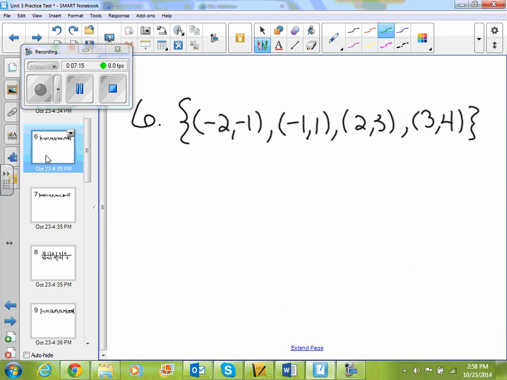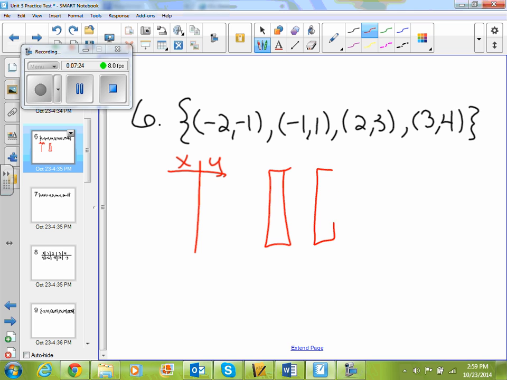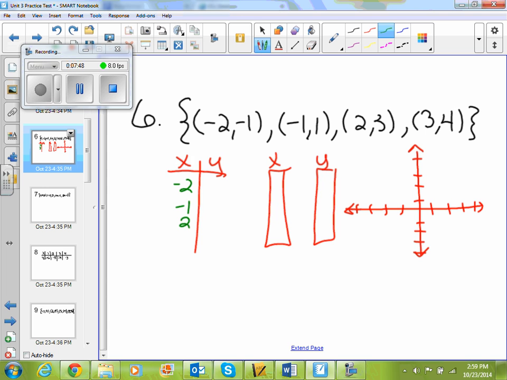Okay, if I look at number 6, I'm going to make a table, a map, and a graph. Okay, so let's start with our table. What are my x values? Okay, and what about my y values? Perfect, so negative 2, negative 1, negative 1, 1, 2, 3, 3, 4.